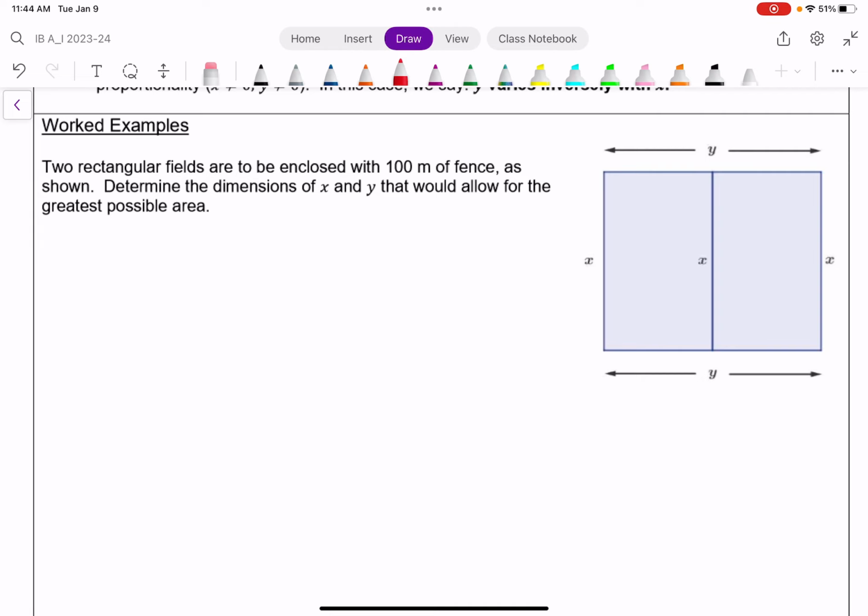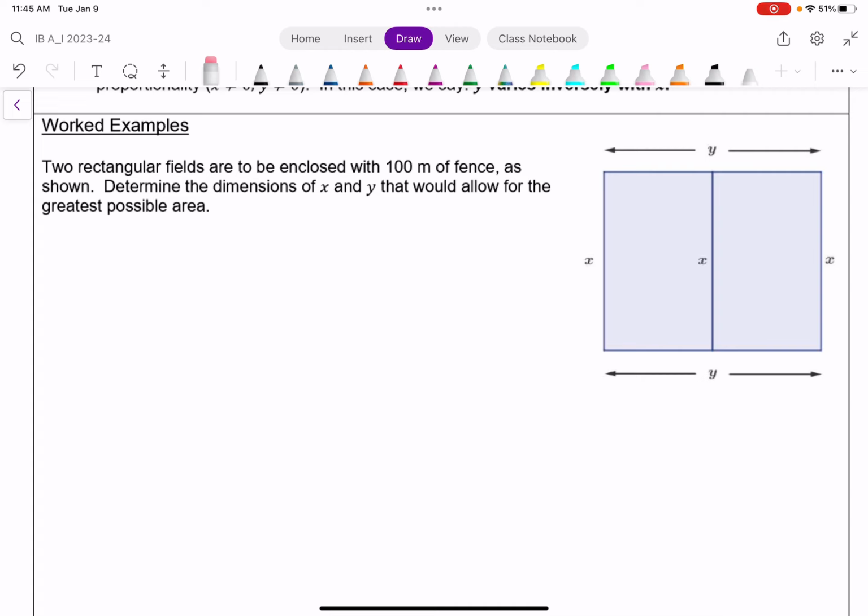So here I have a question in which we have a visual of two rectangular fields that are to be enclosed with a total of 100 meters of fence. So all of these lines here, including the one in the middle, total to 100 meters. So we want to find what values of x and y, what length and width here, would allow for the greatest possible area to be enclosed.